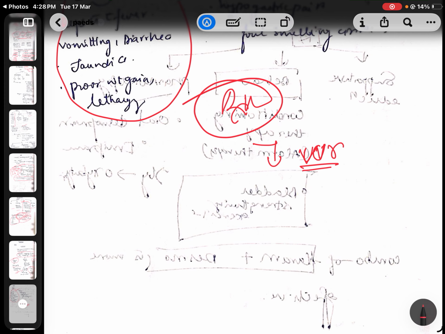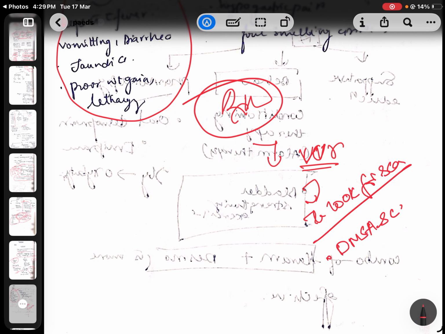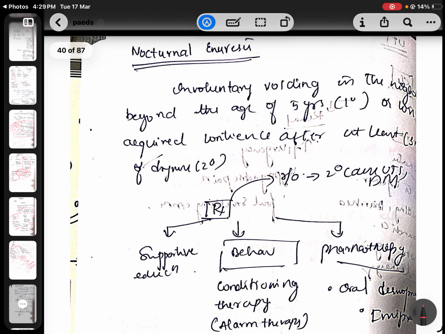Okay, you also have to look for scarring, where you also will talk about DMSA scan. That's one thing which I mentioned. Please make sure that you talk about it accordingly.